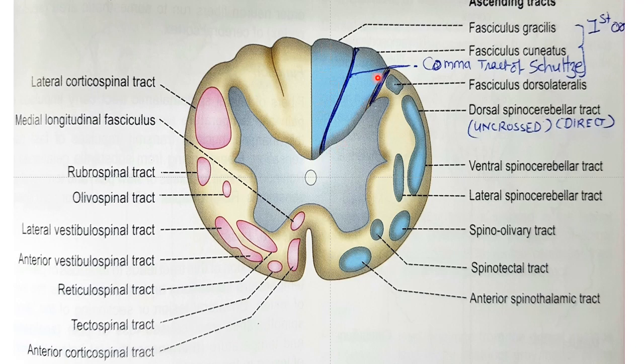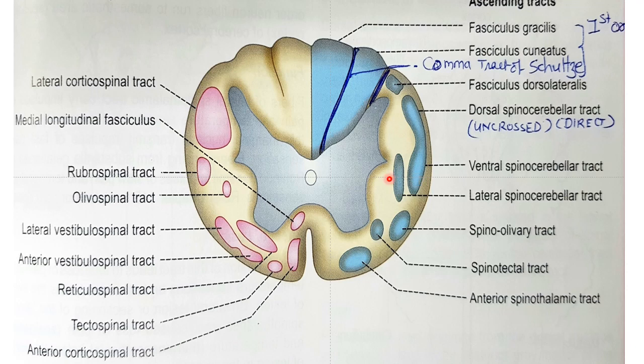Here you will find two main tracts, fasciculus gracilis and fasciculus cuneatus. These are the first order neurons. Mind it, this is the important point. Now, in the lateral column, mainly you will find the dorsal spinocerebellar tract and the ventral spinocerebellar tract. These are spinocerebellar because they start from the spinal cord and end in the cerebellum. That's why it is known as the dorsal spinocerebellar tract, and anterior to this is the ventral spinocerebellar tract.